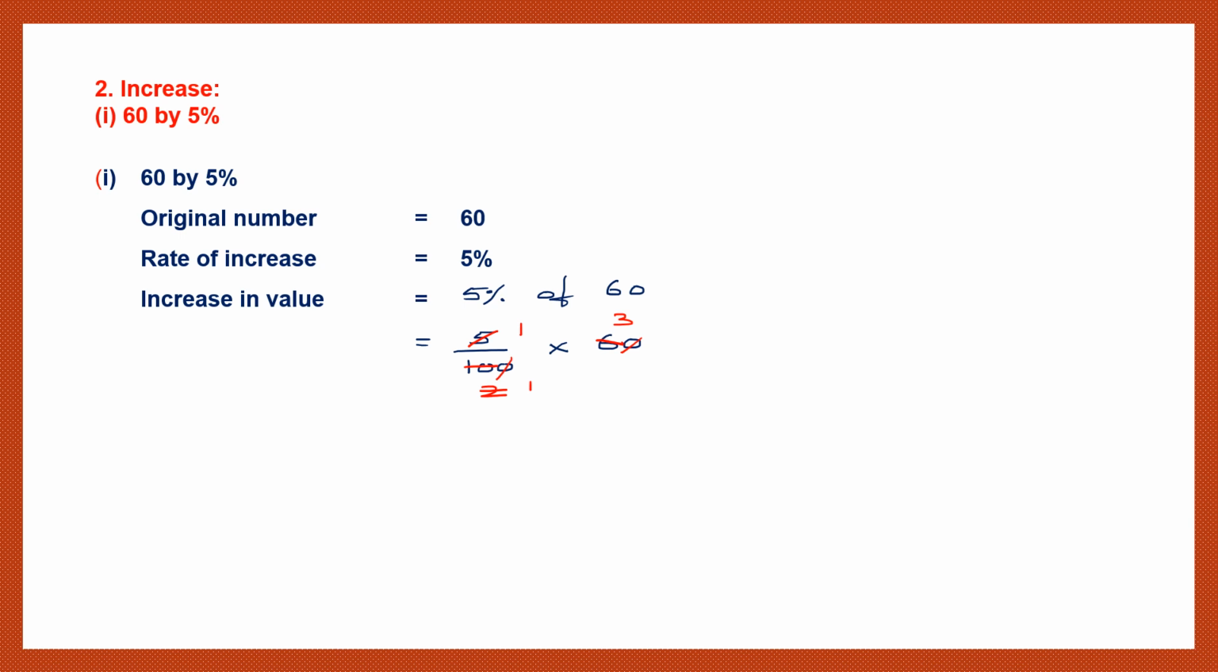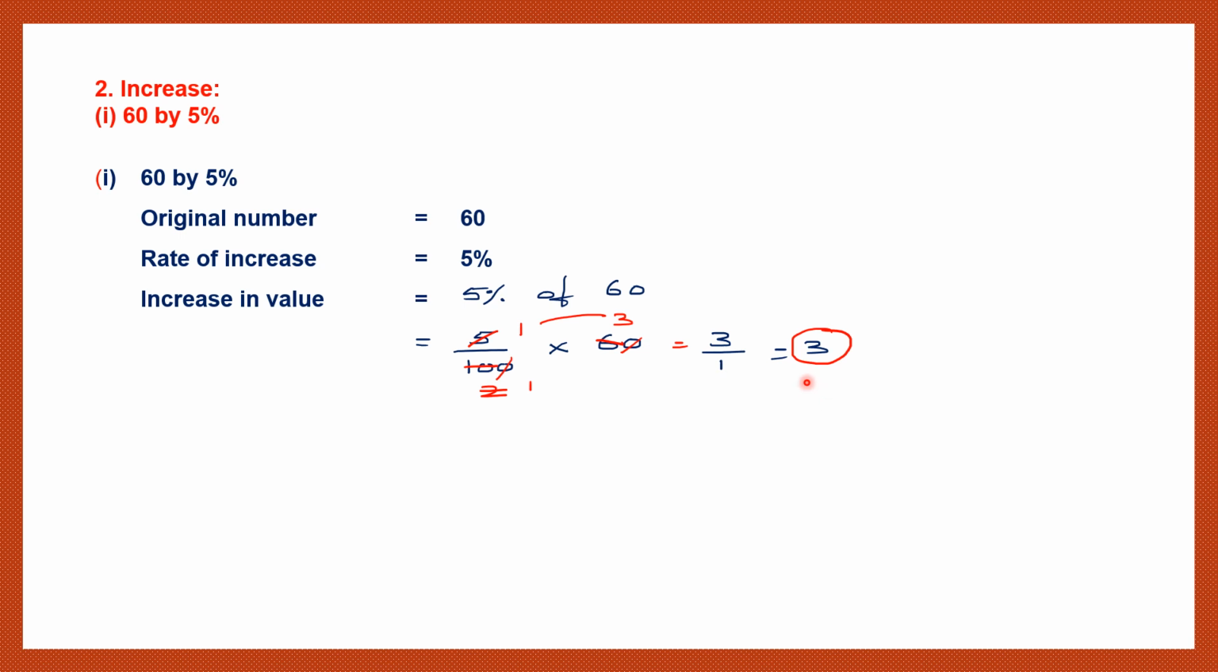So now let me multiply and see what I have. 1 threes are 3, and in the denominator I have 1. So 3 by 1 is simply 3. So what is the increase in value? The increase in value is 3. This is the increase in value. Now what am I asked to do? I'm asked to increase 60 by 5%.